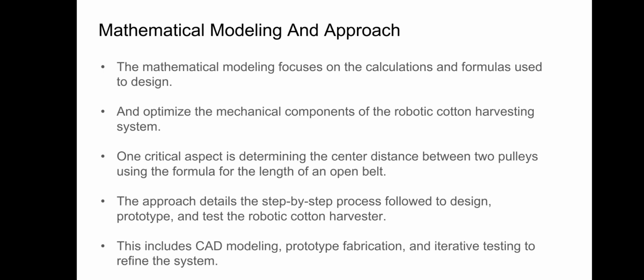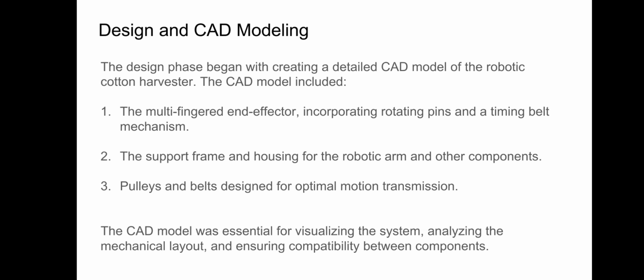The approach details the step-by-step process followed to design, prototype and test the robotic cotton harvester. This includes CAD modeling, prototype fabrication and iterative testing to refine the system. Then comes the part of design and CAD modeling.